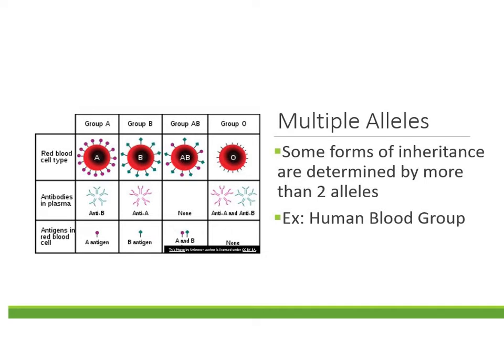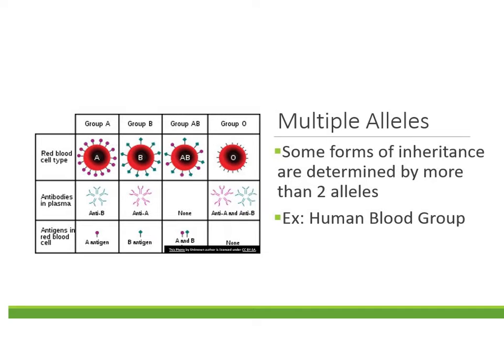All right, up until this point, we've only talked about inheriting a trait that has only two alleles. Think about like pea plant color. We've only talked about like red or green pea plant possibilities. However, there are some forms of inheritance that are going to be determined by more than two alleles. And so an example of this is like your human blood group, or think of your blood type.